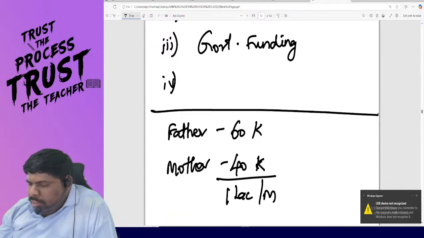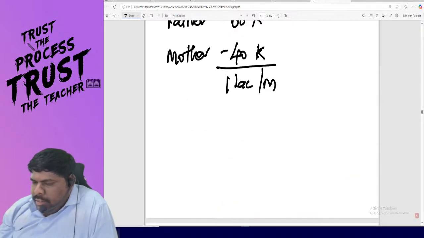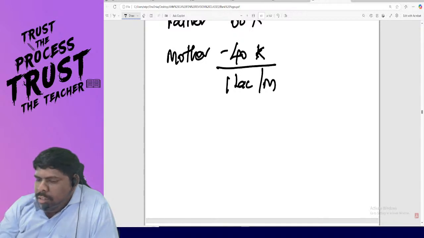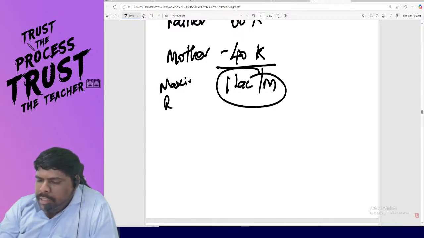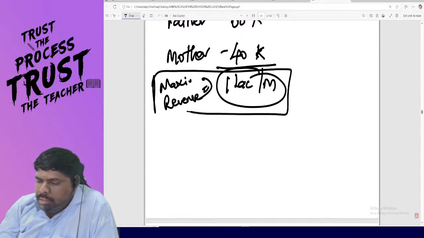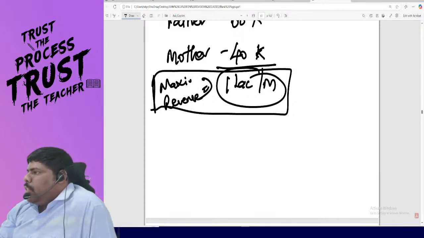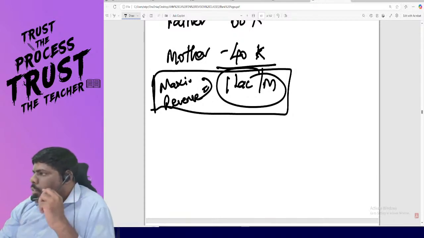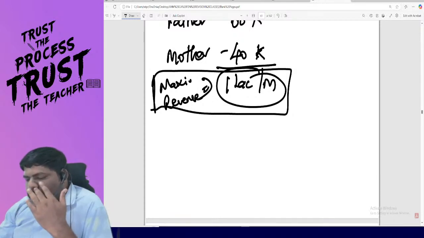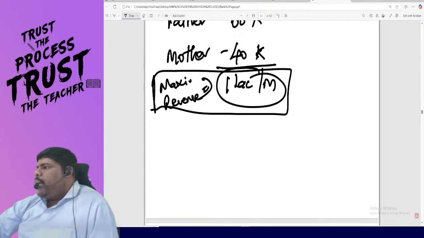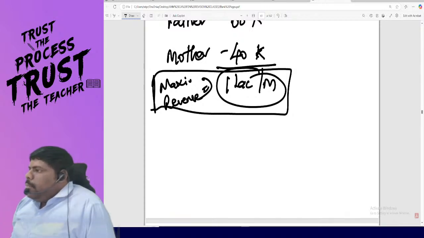Okay. What is this 1 lakh rupees? It is the maximum revenue. See, this amount might either increase or decrease by a smallest margin. It won't decrease by a largest margin. Correct? Now listen, this is the revenue which your parents are earning per month.